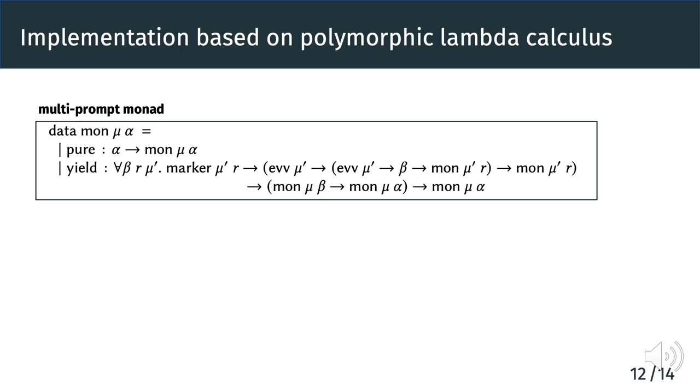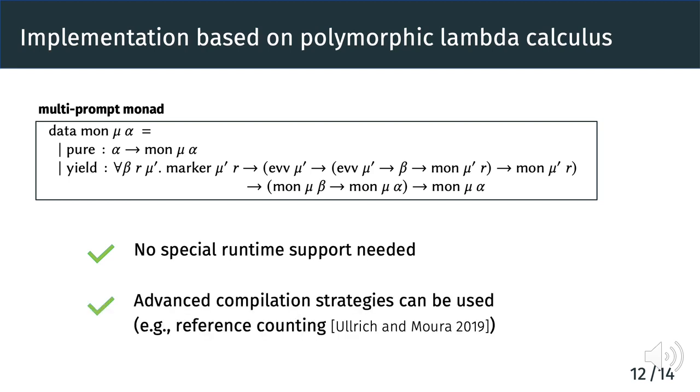Specifically, we define a multi-prompt translation from the evidence language into standard polymorphic lambda calculus, where the monad implements the multi-prompt semantics. Now, no special runtime system is needed anymore, and we can generate code directly for languages like C or WebAssembly. Moreover, with a standard backend, advanced compilation strategies can be used, for example, compilation-guided reference counting.